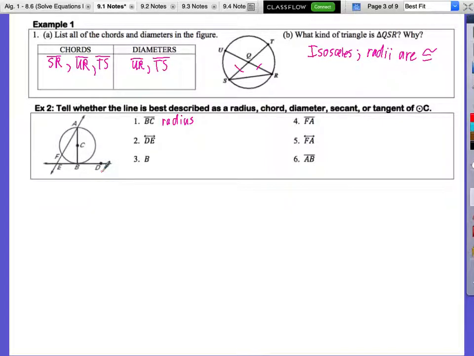What would line DE be? Raise your hand and tell me what line DE would be, Tyler. Tangent. It's a line that intersects the circle at exactly one point. What would point B be, Evan? Point of tangency. Very good. It'd be the point of tangency.